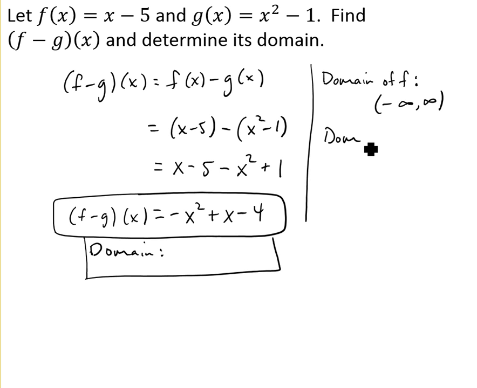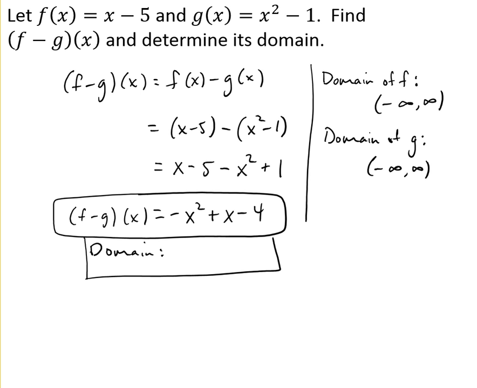And the same thing in the function g of x. We don't have any square roots, we don't have any variables in denominators. We can plug in any number we want into that function for x. So our domain's all real numbers.